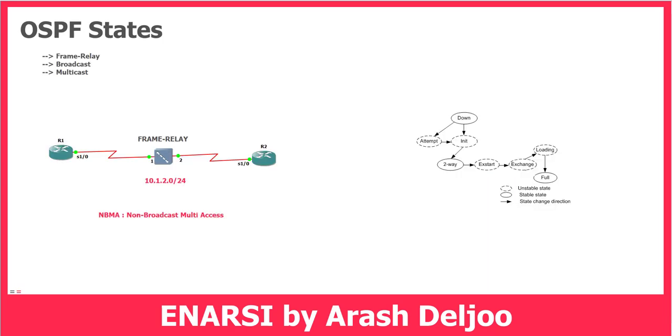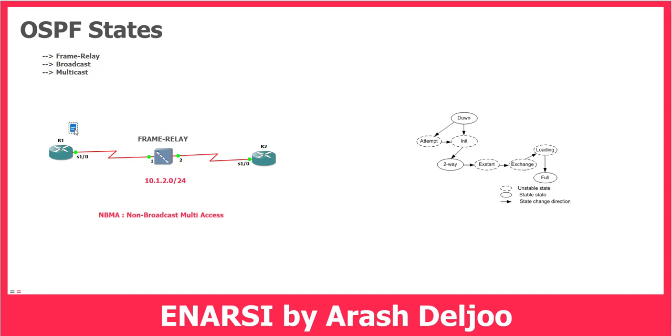Now let me talk about the next state, the attempt state. You know that in some cases we are experiencing the attempt state in OSPF, for example in a non-broadcast multi-access or NBMA network, where we don't have the option of passing broadcast and multicast packets. You know that Frame Relay is one of the non-broadcast multi-access networks, and we cannot send broadcast or multicast packets across this network.